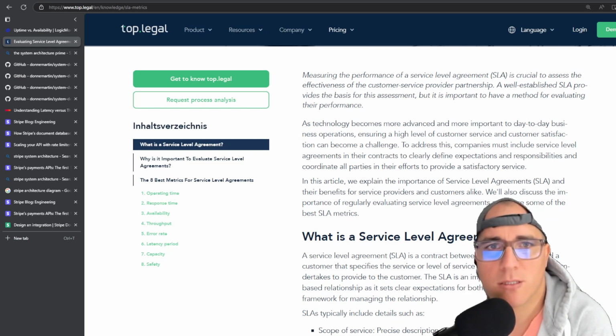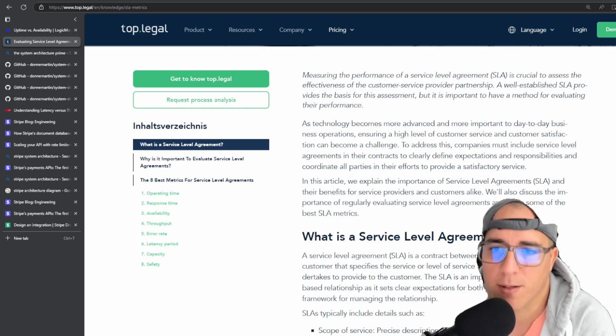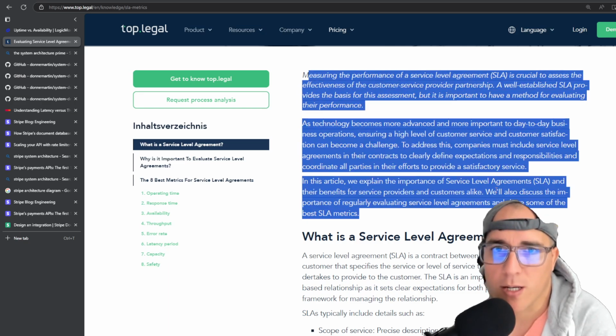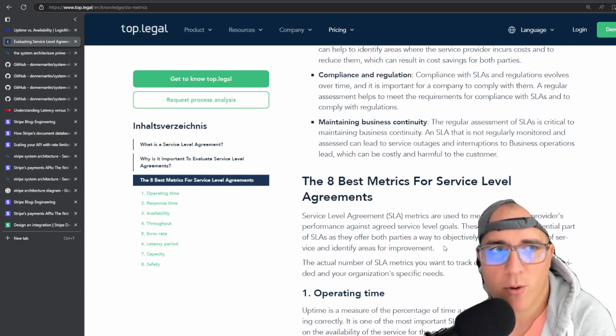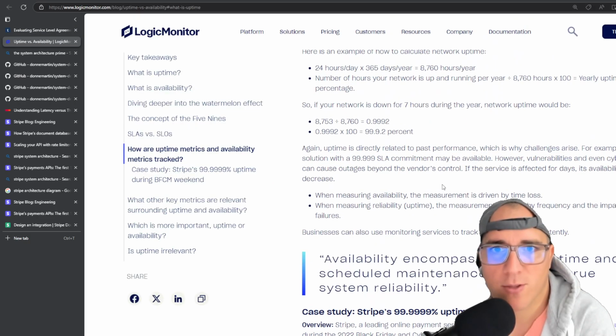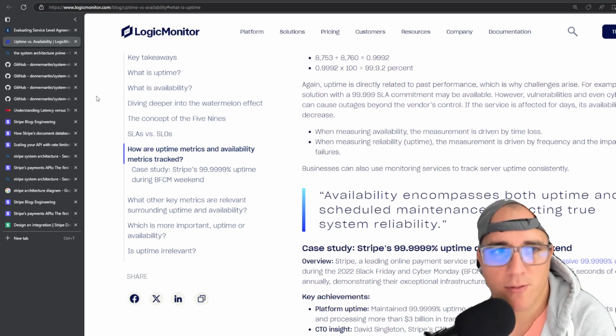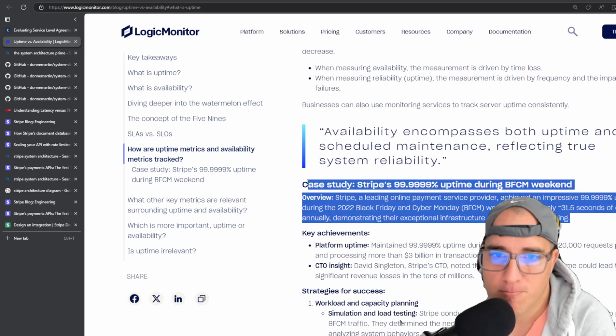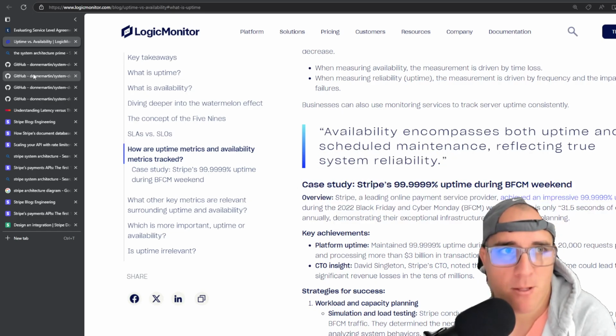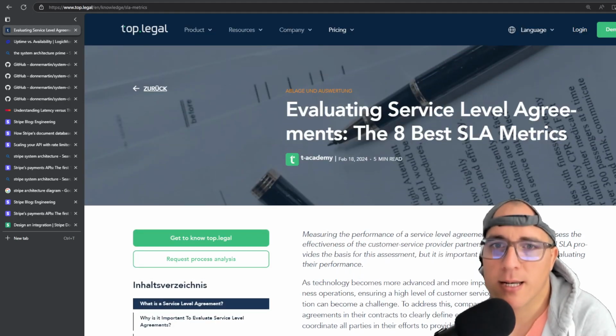So let's start with this blog post that I have here on my screen. Let's start reading about this because it's not big. And after that, we're going to jump to the other availability blog post that I have here, and later go deeper into the case study, to try to understand how Stripe was able to reach this very good SLA. Okay, so let's start from the beginning.